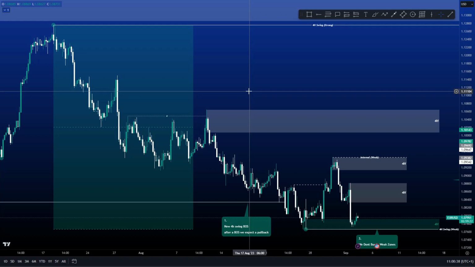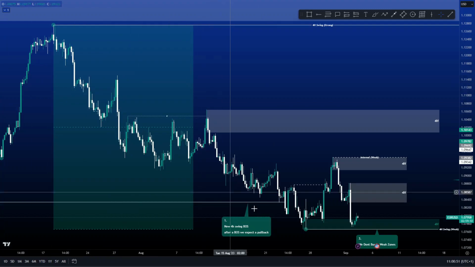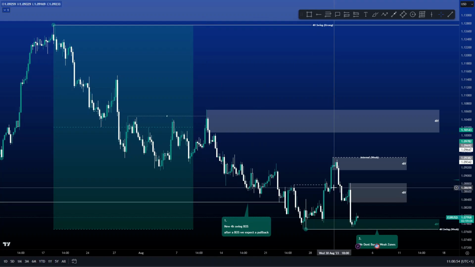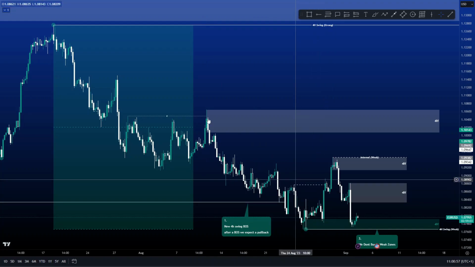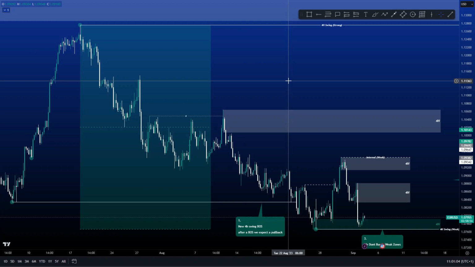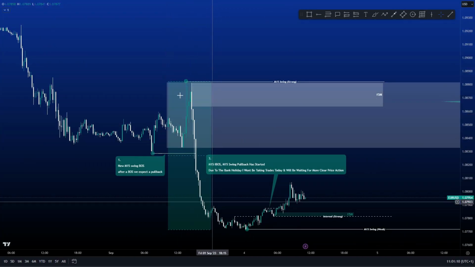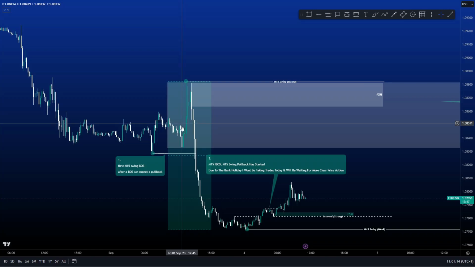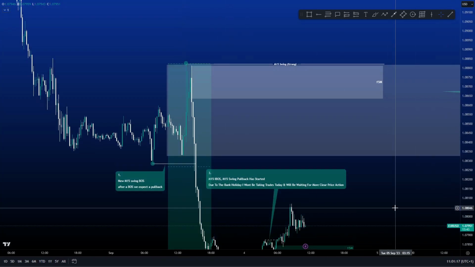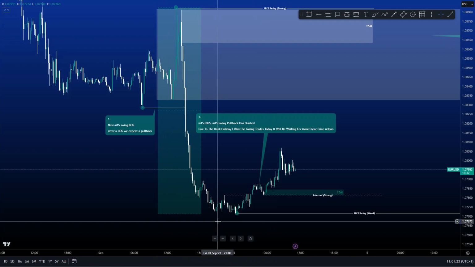So the daily structure is bullish. The internal daily has switched bearish to facilitate the daily pullback, and the 4 hour swing has switched bearish to facilitate the daily pullback. And then the internal 4 hour structure has turned bullish to facilitate the 4 hour pullback. So I hope that makes sense. Now we're going to move down to the 15. The M15 swing structure has turned bearish to facilitate the 4 hour internal pullback, and the M15 internal has switched bullish to facilitate the M15 pullback.